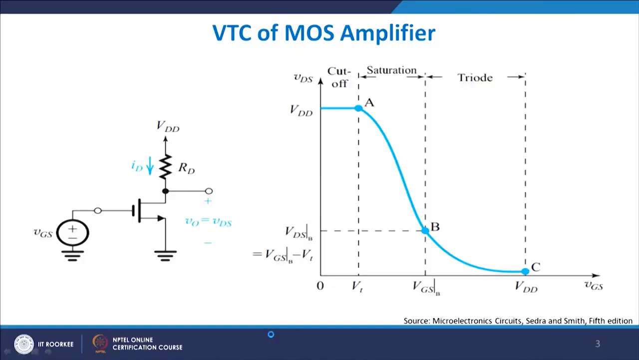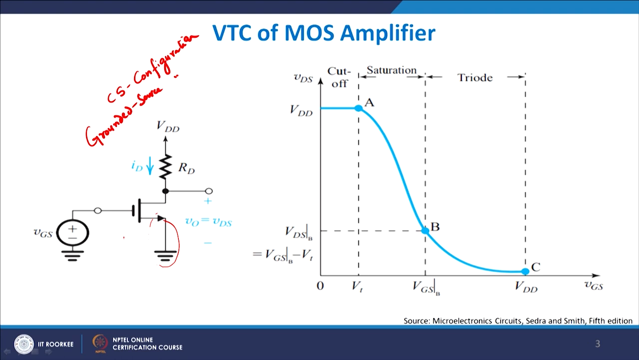I will just give you a brief insight into the voltage transfer characteristics of the MOS amplifier. If you look very carefully, this is also known as a common source configuration, also known as grounded source configuration.